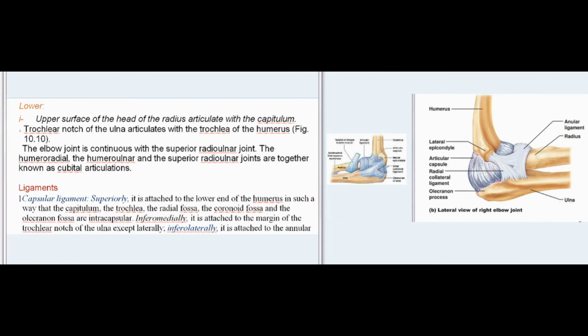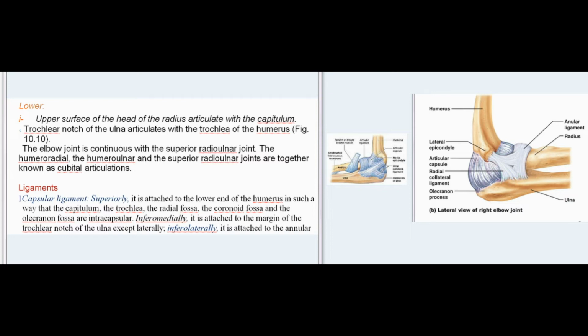Lower, the upper surface of the head of the radius articulates with the capitulum. The trochlear notch of the ulna articulates with the trochlea of the humerus, Fig 10.10. The elbow joint is continuous with the superior radio-ulnar joint. The humeroradial, the humeroulnar and the superior radio-ulnar joints are together known as cubital articulations.